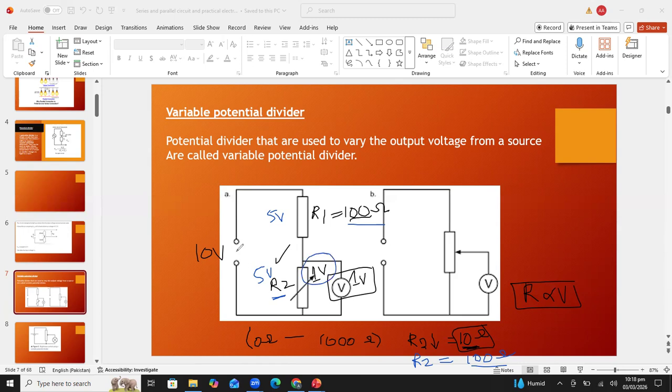Now I have increased the resistance, so now we are receiving 5 volt. So it means we are varying the voltage within the circuit. We are varying the voltage. Now what I'm doing, I'm increasing the resistance and now I'm setting the R2 value at 500 ohm. 500 ohm. So you can see the resistance is quite high. So according to this relation, if resistance is greater, voltage across this resistor will be greater.